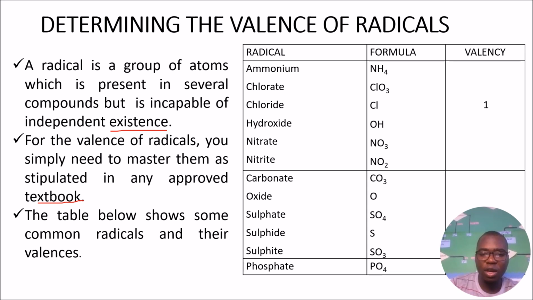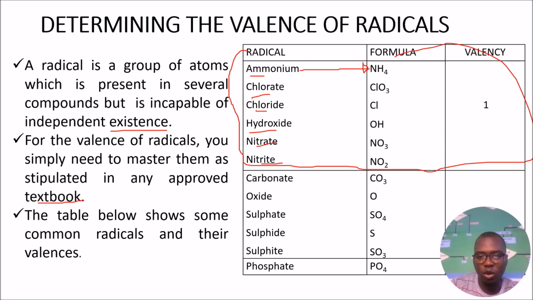So here we have ammonium, chlorate, chloride, hydroxide, nitrate, nitrite, and these are the formulas respectively. Ammonium has a formula NH4, and it has a valence of 1. So all these that are in the first box here have a valence of 1. For radicals, you are supposed to memorize their name, their formula, and their valency. This is going to be helpful as you navigate through the course of chemistry.